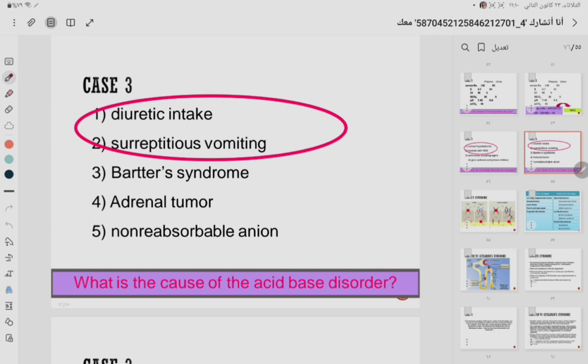So either she is taking diuretics, though she did not say so, or she is vomiting, surreptitious vomiting. What does that mean? What happens with vomiting? When you vomit, you lose what? Which fluid?